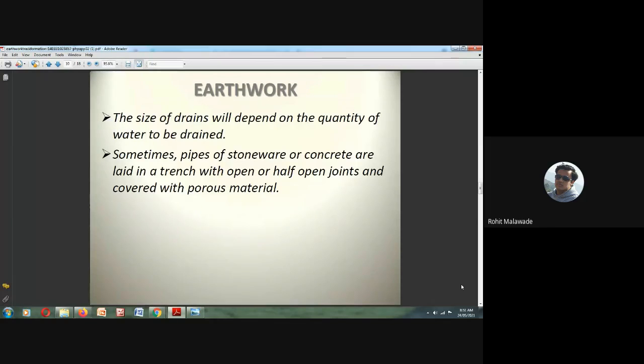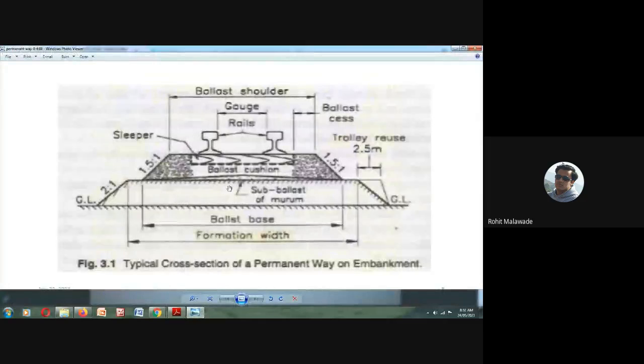Okay. Now we will see here the formation level. Here we are going to have the width. This is the slope that we need to maintain for the subgrade. And this is the slope we are going to maintain, that is 1.5 to 1, for your ballast. The slopes have to be maintained.